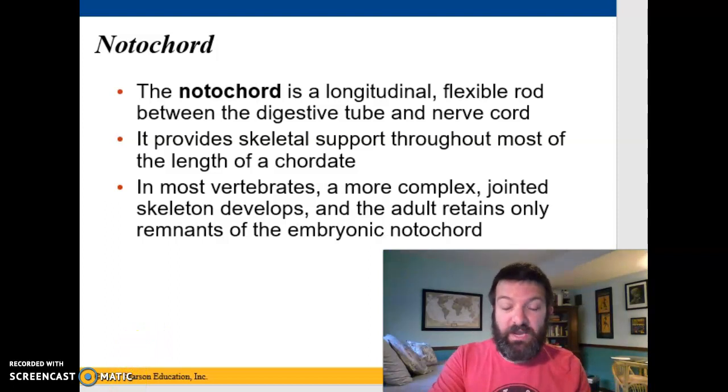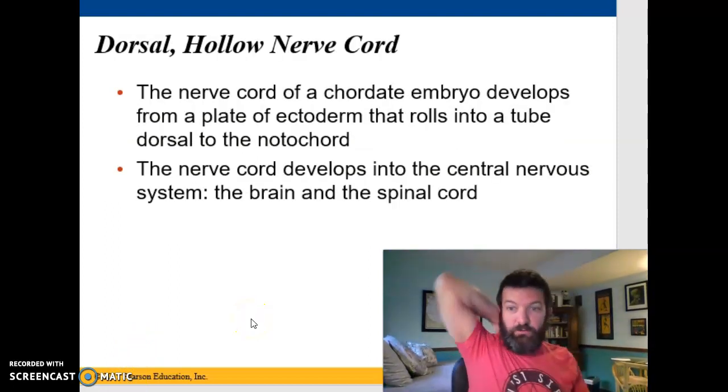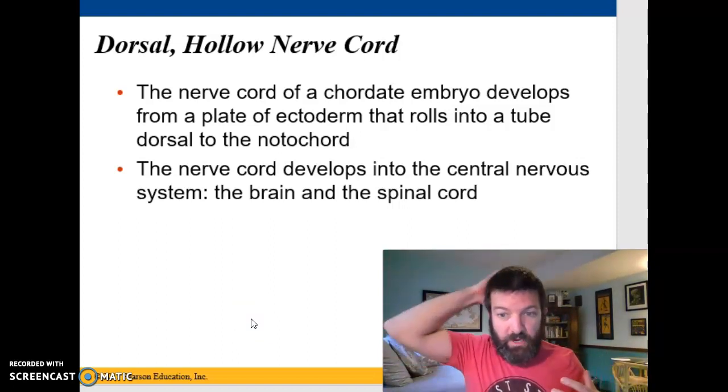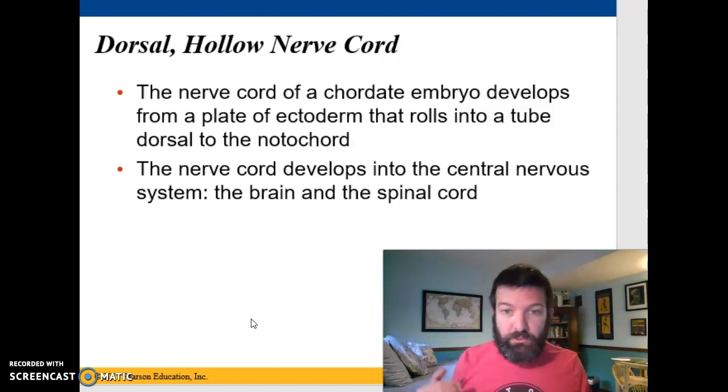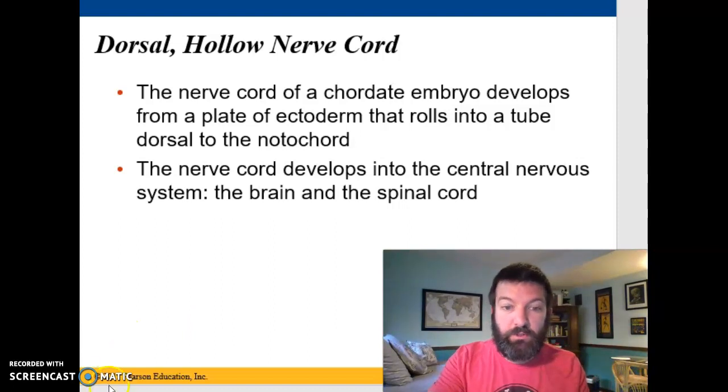That most of the animals that we think about have. The nerve cord is dorsal, meaning on the back side rather than ventral on the front side, and it develops into the brain and the spinal cord in most chordates. Not all have really a brain, but most do.